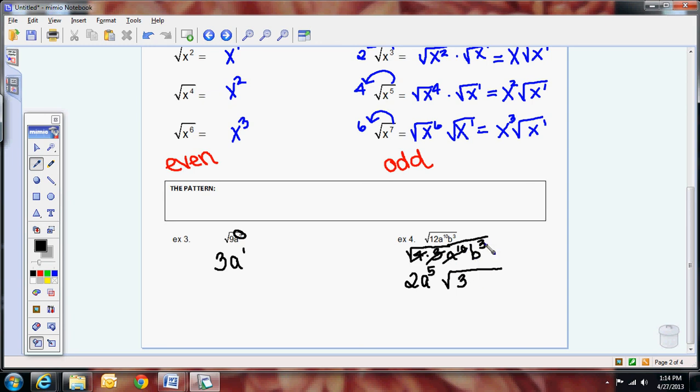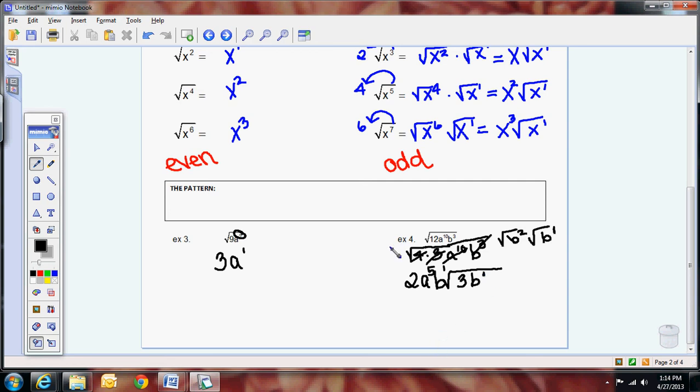And then b to the 3rd. Yikes, this is going to be challenging because I have an odd number, so I have to go back up to here. I'm going to do that up here since it's a little time consuming. So that's going to break apart into b to the 2nd, and then b to the 1st. If I break that apart, this is going to come out, and it's going to cut in half, so I'm going to have b to the 1st. And then I have a b to the 1st underneath the radical symbol too.